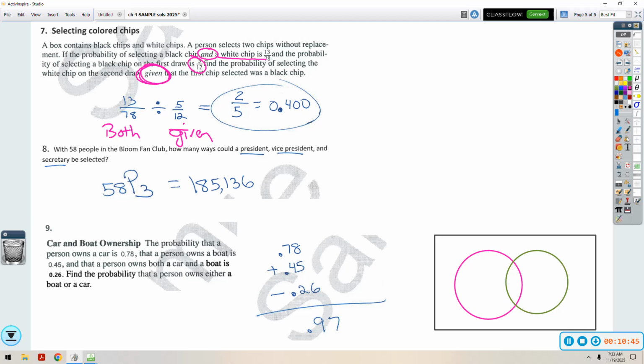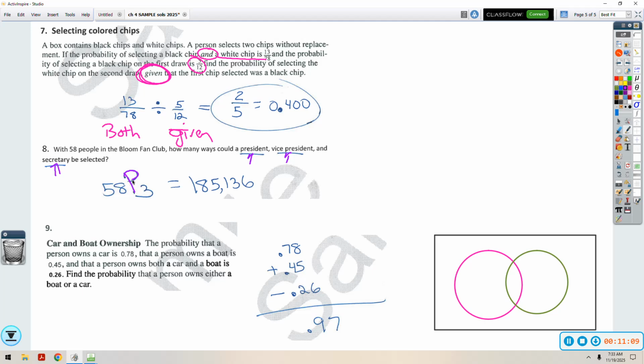Number 8, 58 people in the Bloom Fan Club. That's probably a bit too high, but that's okay. 58 people in the Bloom Fan Club. I am specifically looking for a president, vice president, and secretary. 3 people. 58 permutations, P3. You're done. Throw that through the calculator.